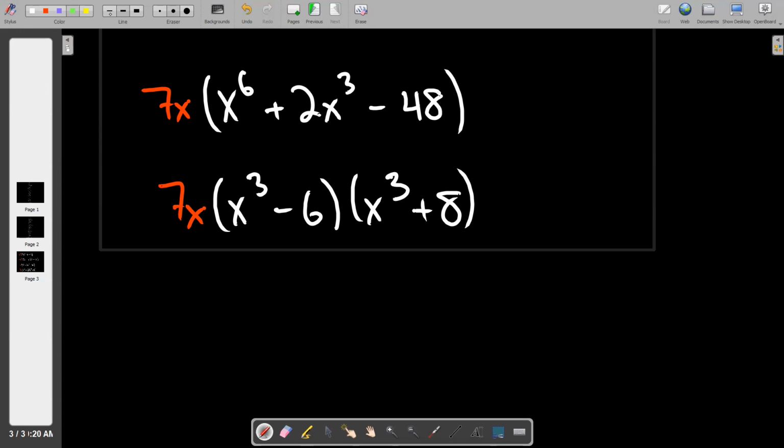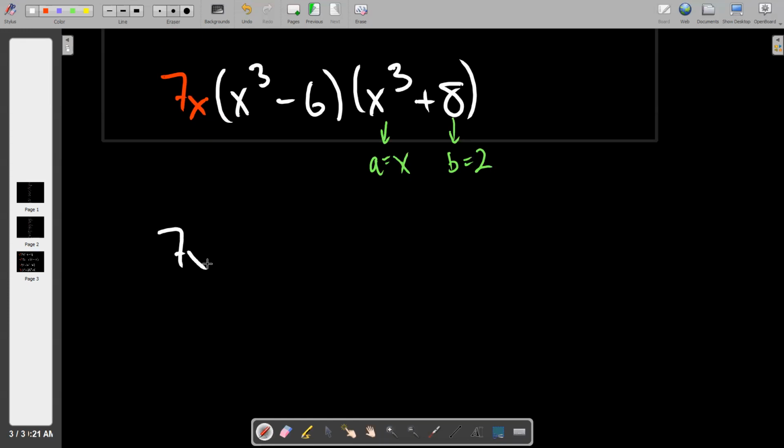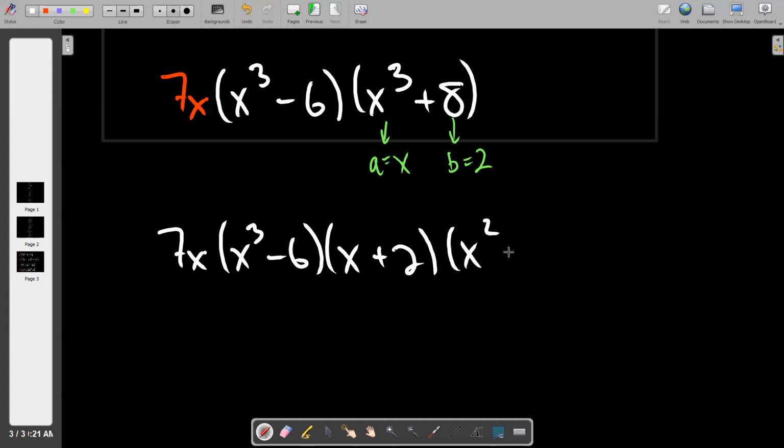Right side is an AB short set, long set. So A is x. Well, that's a terrible x. B is 2. And then we're going to hit in there and do some short set, long set action. So GCF, already dead factor, and then new short set, long set, x plus 2, x squared minus 2x plus 4.